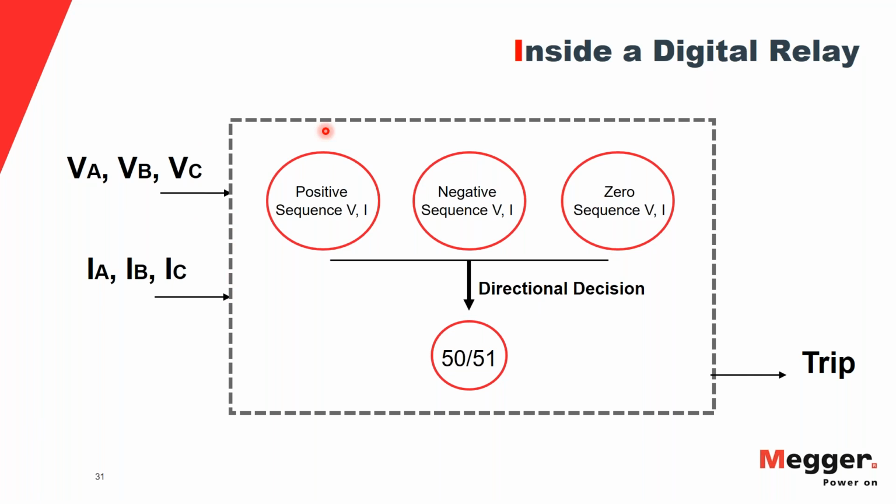And what it does inside the relay is it disintegrates those phasor quantities into sequence quantities. So in the calculations in the box, it computes positive sequence voltage and positive sequence current, and similarly negative sequence voltage and negative sequence current, and similarly zero sequence quantities. Once it computes all those quantities, based on them it decides whether my direction is forward or reverse. And then it gives a permissive to 50-51, and the 50-51 is then waiting either for some time delay or it's going to go for an instantaneous trip.